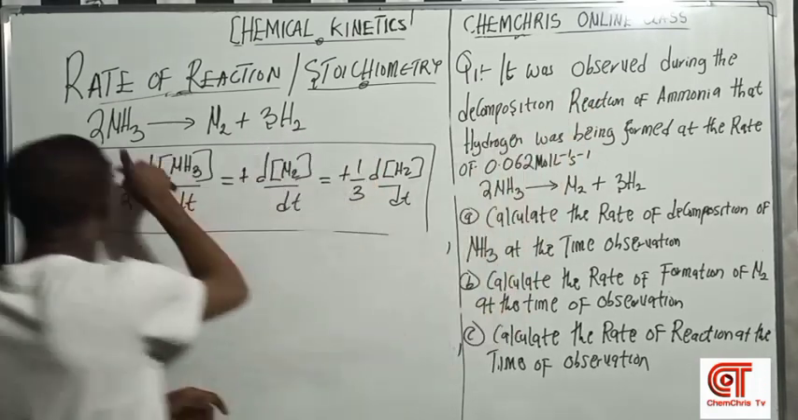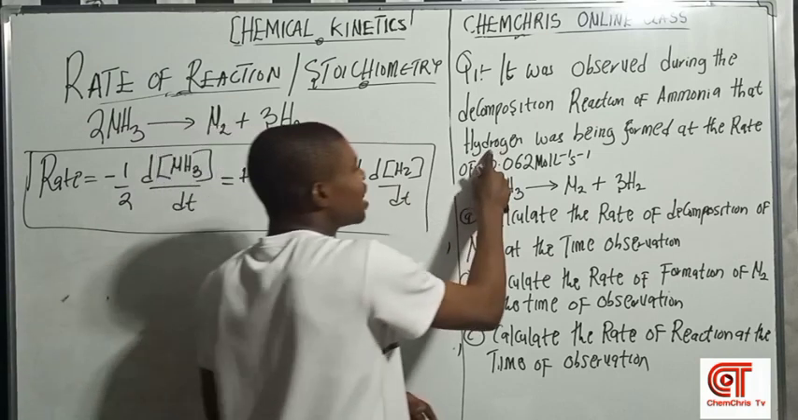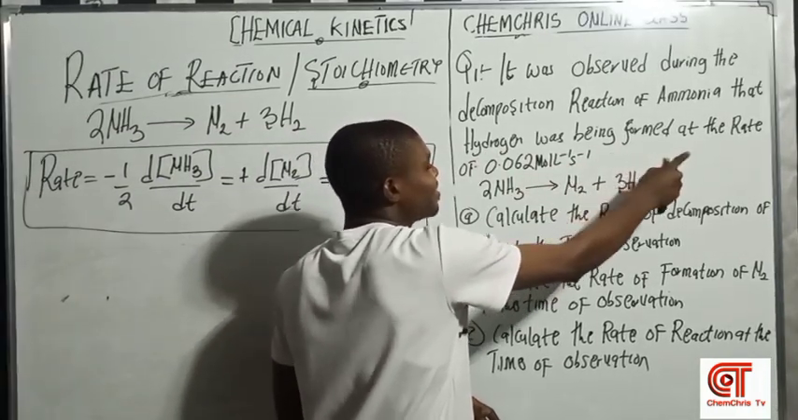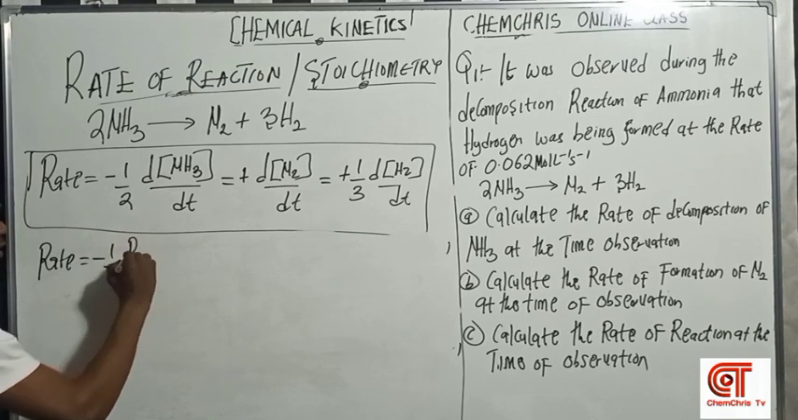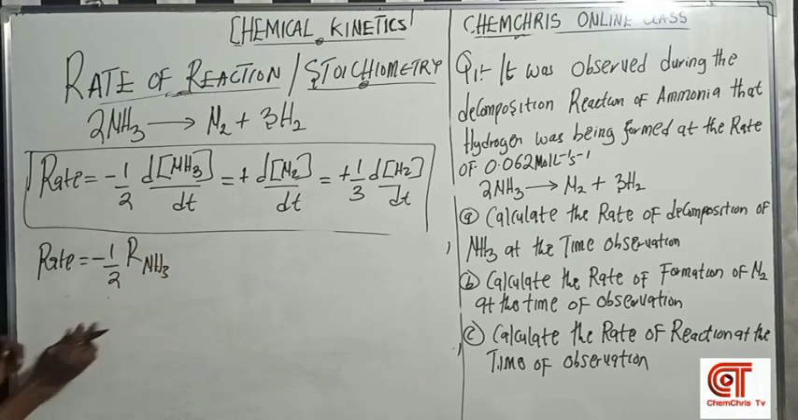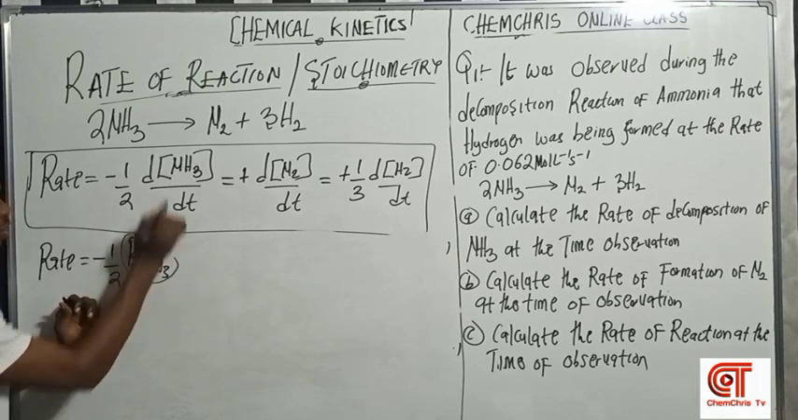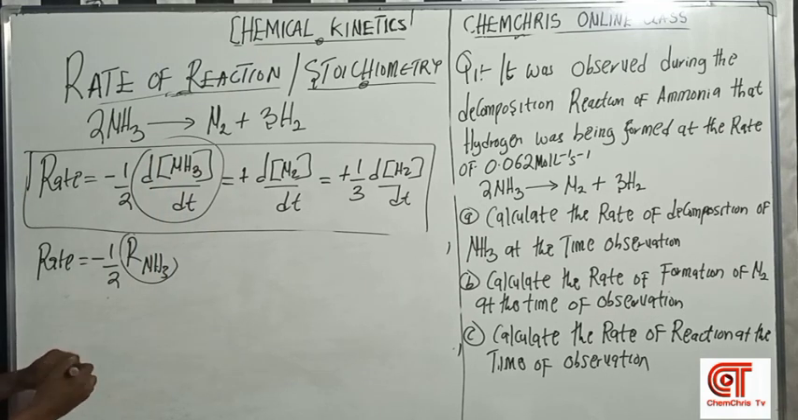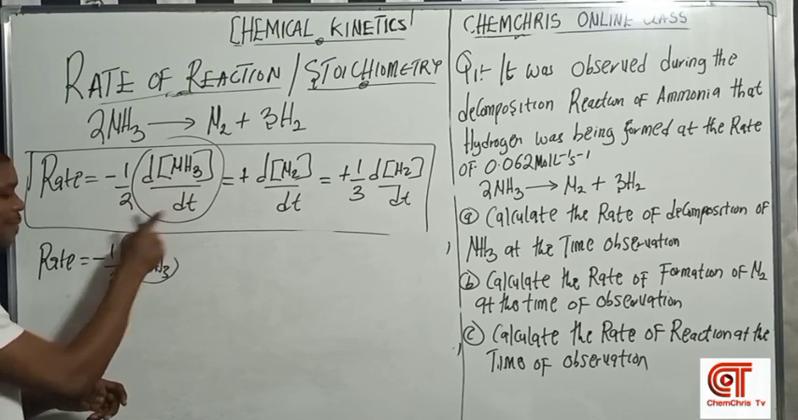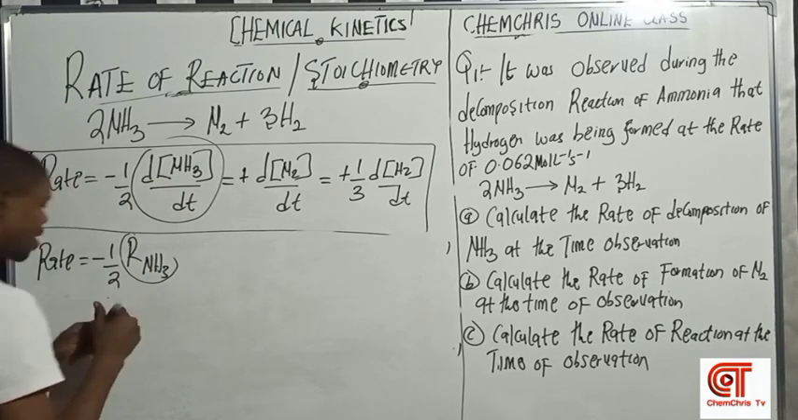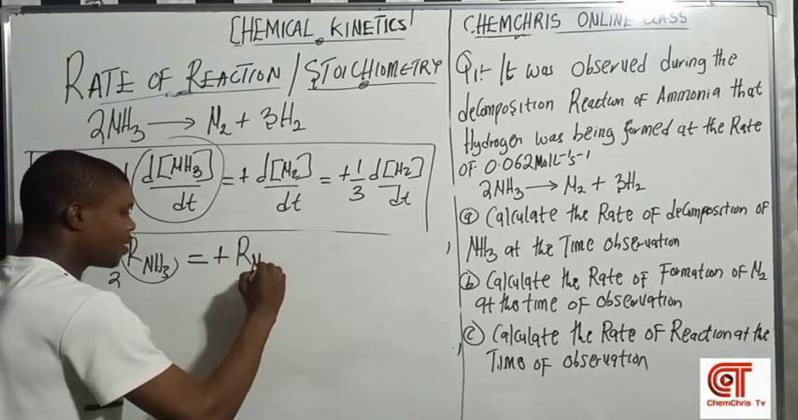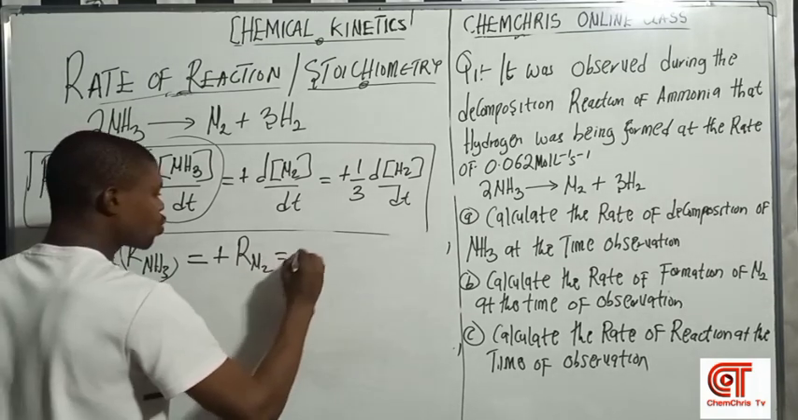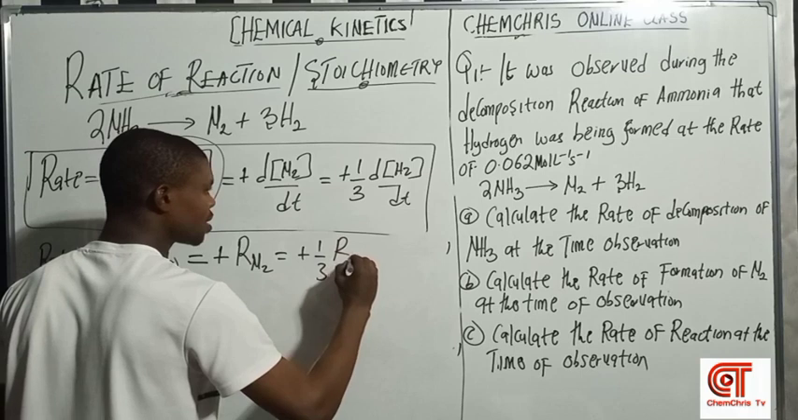Now, from the question given to me here, it was observed during the decomposition reaction of ammonia that hydrogen was being formed at a certain rate. So the rate, remember, I can write something like this: rate is equal to minus 1 over 2 rate NH3, right? Then understand this one is also the same thing. Because change in concentration over change in time is the rate. Equal to plus, you can say, rate N2, can you see that? Equals to plus 1 over 3 rate H2.